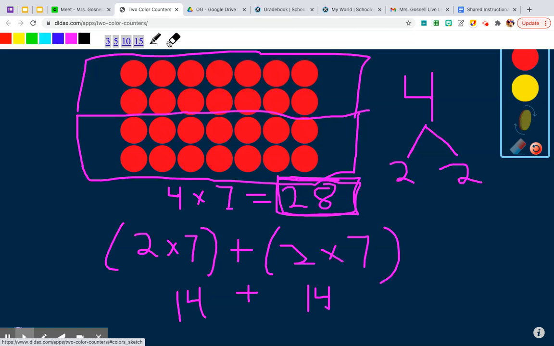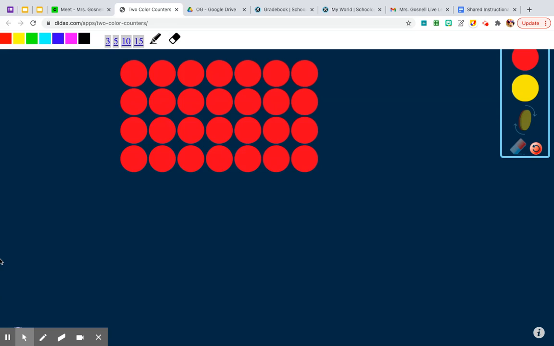We're going to try this in our math books now. So go ahead and get your Envision math book out and turn to page 113 in your Envision math book.